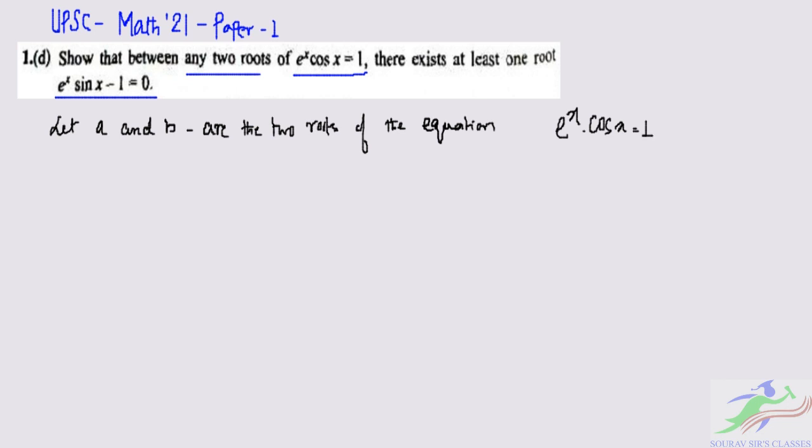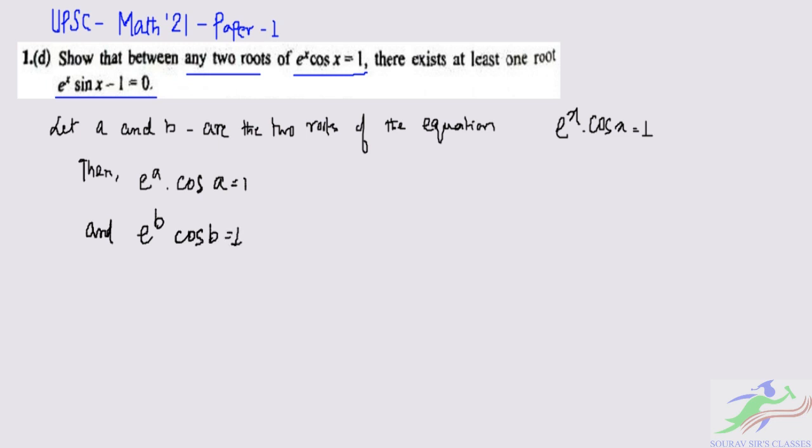Since a and b are the roots, we can write e to the power a cos a equal to 1, and similarly for the other root, e to the power b cos b equal to 1.